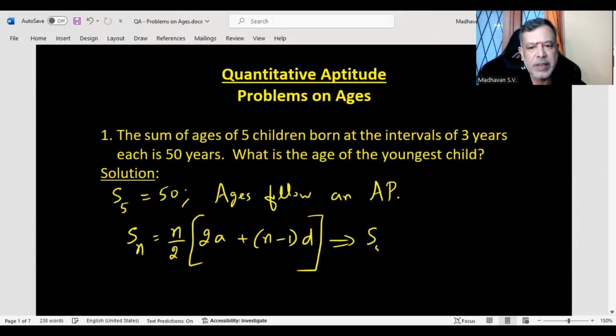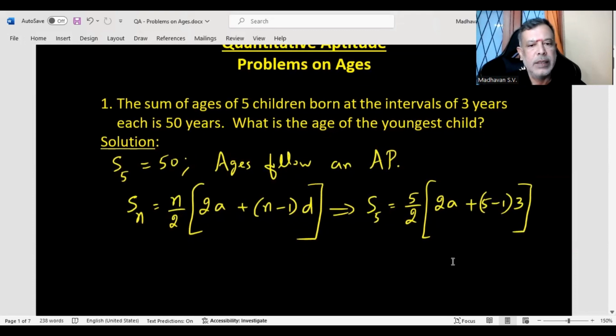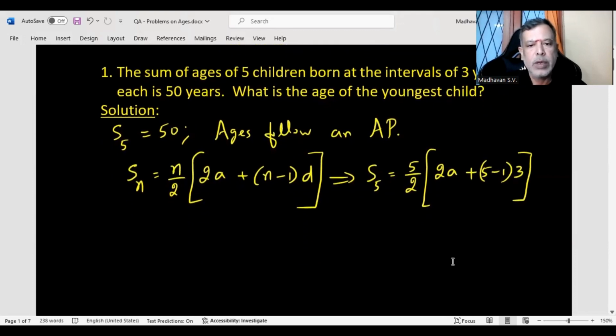S5 is given. Then we can rewrite this as 5 by 2 times 2a plus 5 minus 1 times d. D is also given because of equal intervals, which means the common difference is 3. D value is 3, n value is 5. These two are known. Now S5 is known to be 50. So 50 is equal to 5 by 2 times 2a plus 5 minus 1, which is 4.